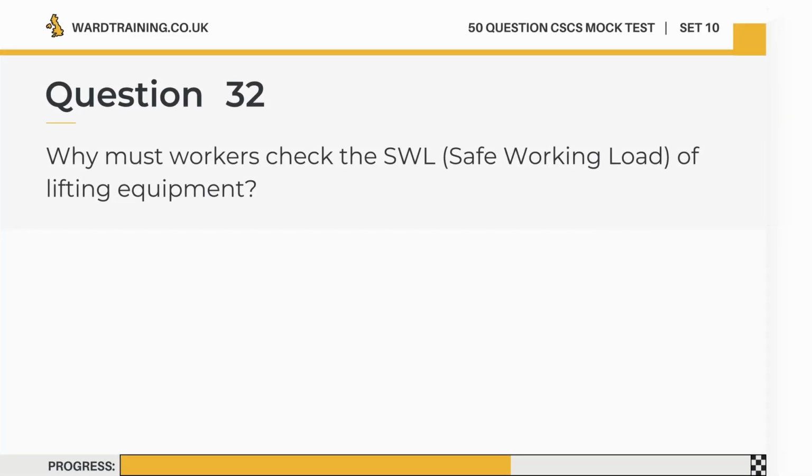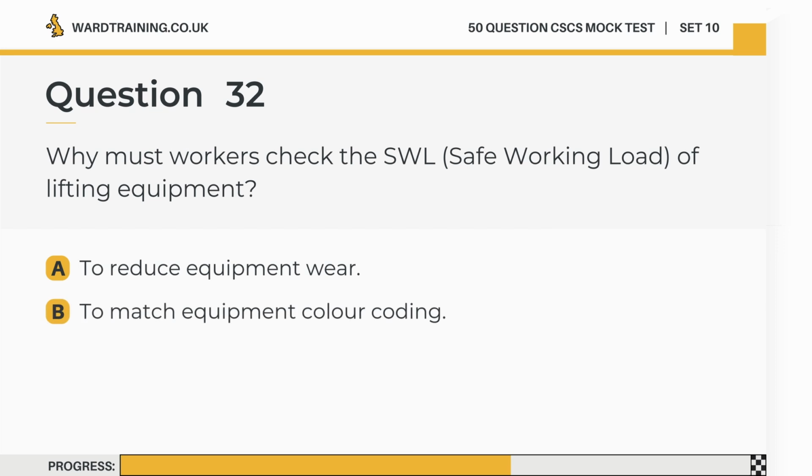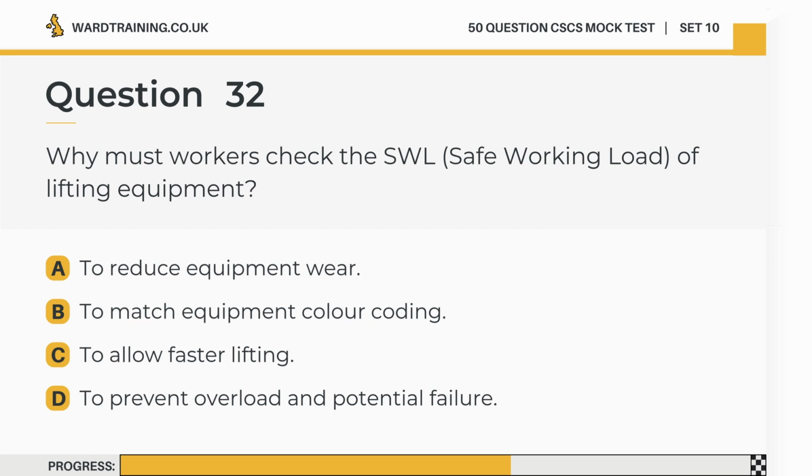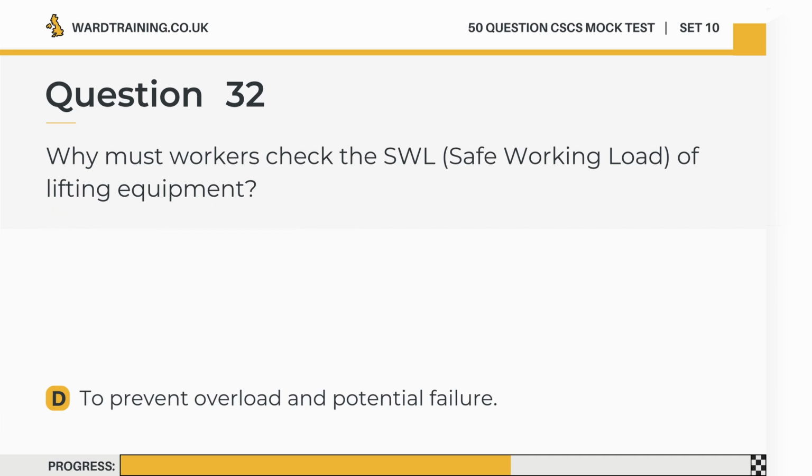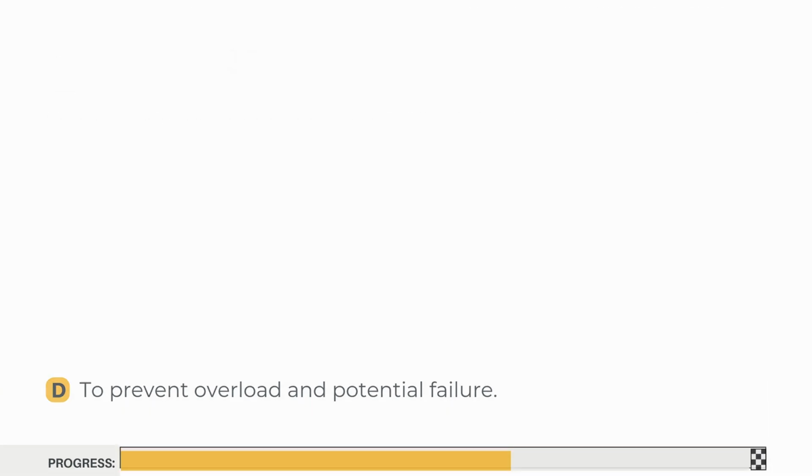Question 32. Why must workers check the safe working load of lifting equipment? A. To reduce equipment wear. B. To match equipment color coding. C. To allow faster lifting. D. To prevent overload and potential failure. The correct answer is D. To prevent overload and potential failure.